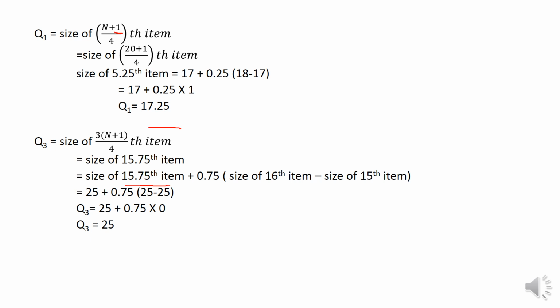The value of the 16th item is 25 and the value of the 15th item is also 25. After calculating, we will get 0 here. So that's why the answer will be 25 plus 7.5.